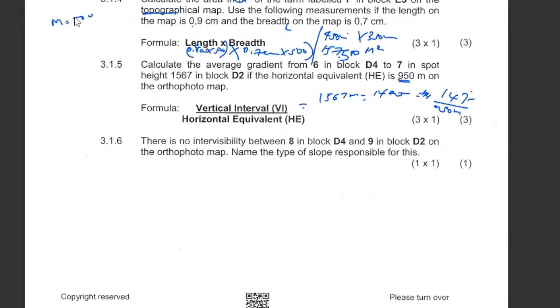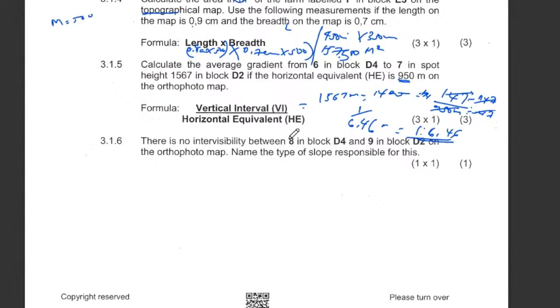We divide by the smallest, 147. Also divide by the smallest, 147. 147 goes into 147, 1 over. This goes into this how many times? It goes into that 6.46 meters. So the average gradient is equal to 1:6.46. Don't forget that the gradient is given in ratio format.